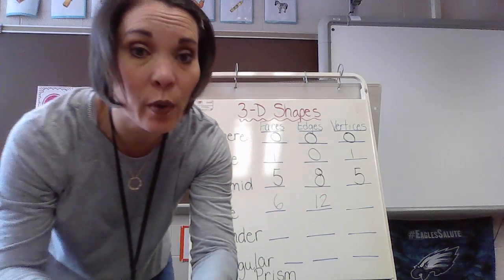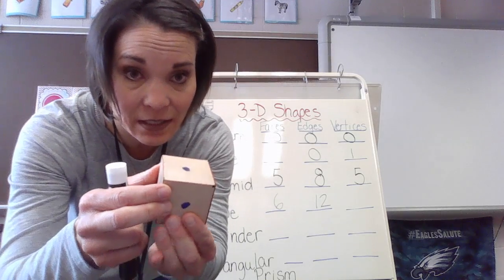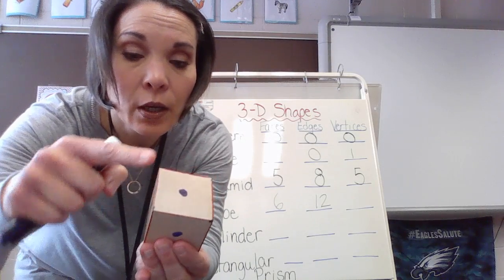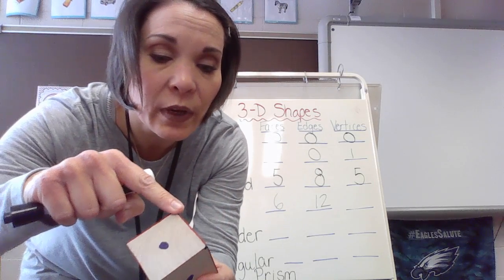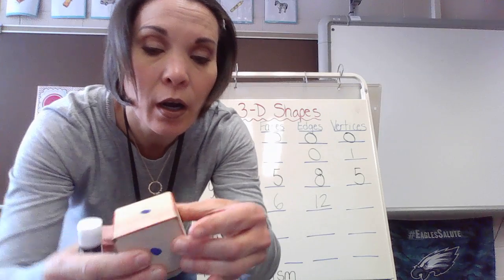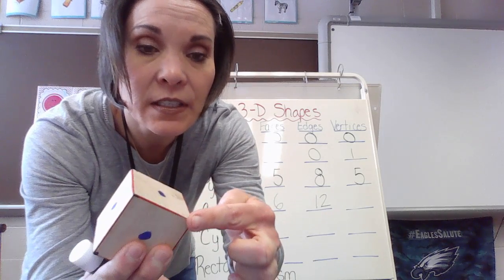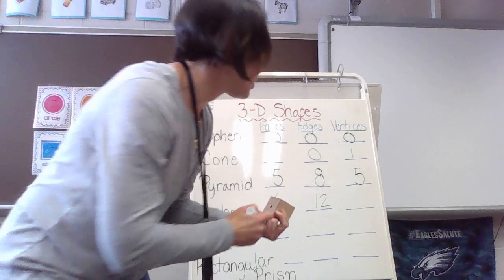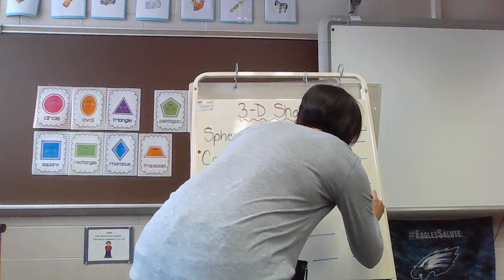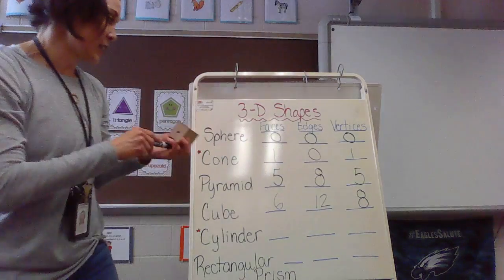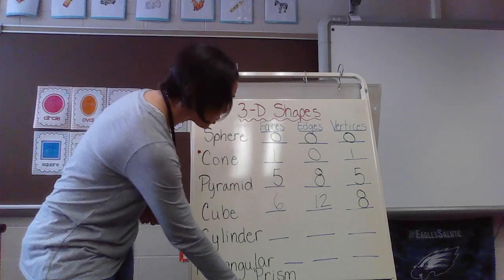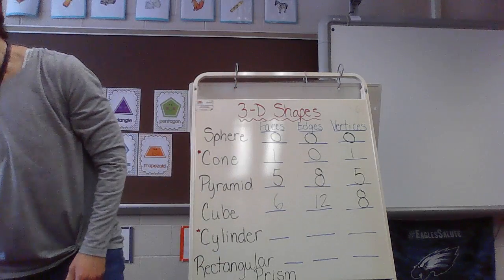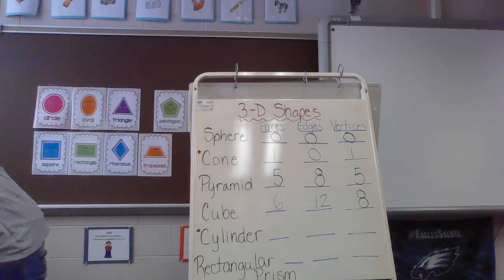And the last one is going to be the vertices. 1, 2, 3, 4, 5, 6, 7, 8. So there's going to be 8 vertices on that cube. So let's take a look. What are some cubes in real life?